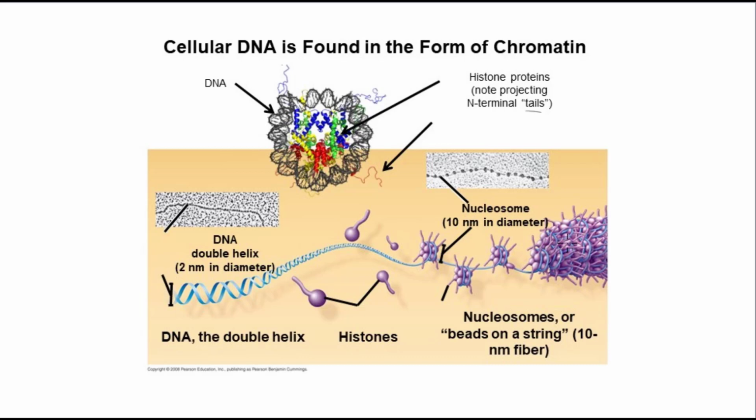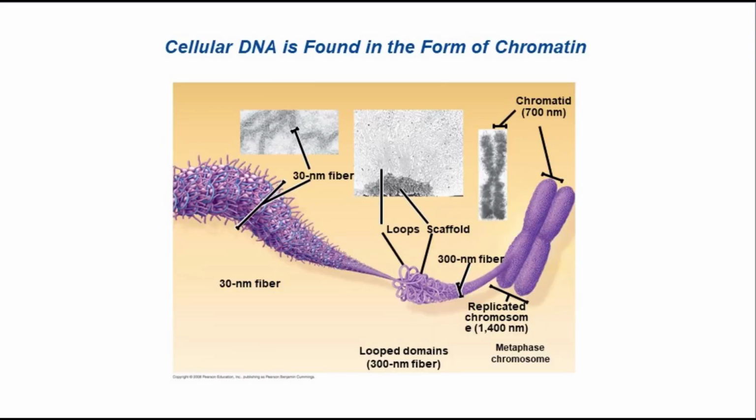These 30 nanometer fibers are then looped and coiled up around a central protein scaffold to form an even larger fiber. This represents a higher level ordering or condensation or compaction of the DNA, and then these 300 nanometer fibers can then get coiled up and compacted even further. But this level of compaction that we see from the 30 nanometer fiber up to this very, very tightly coiled and compacted form of chromatin, we really only see in the context of cell division.